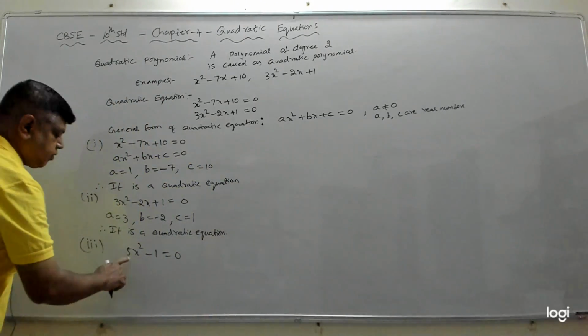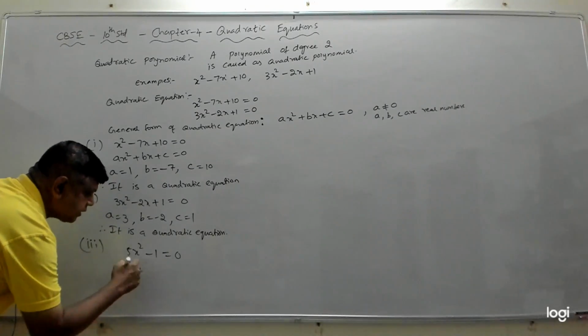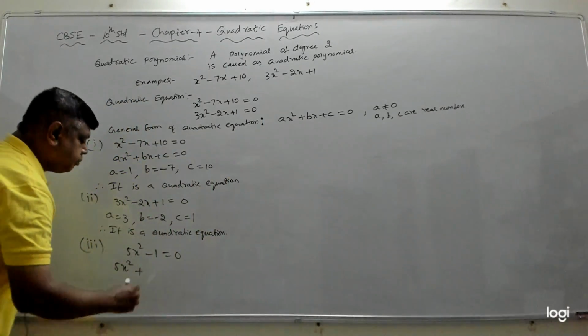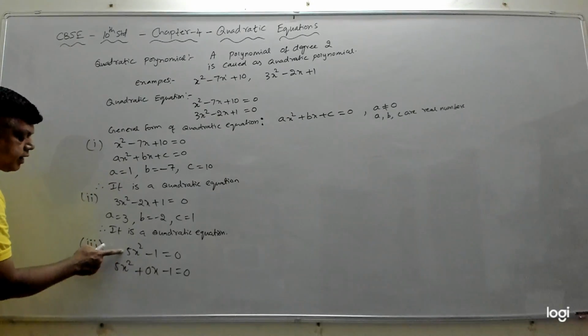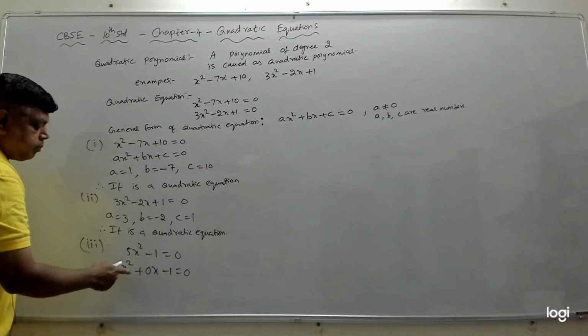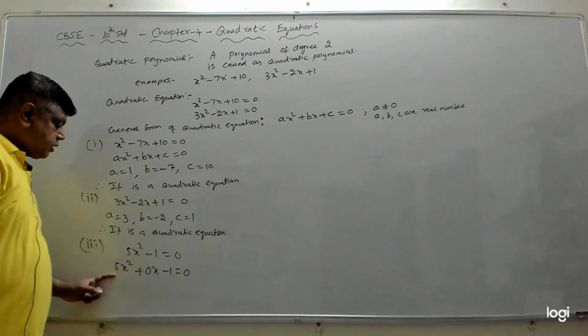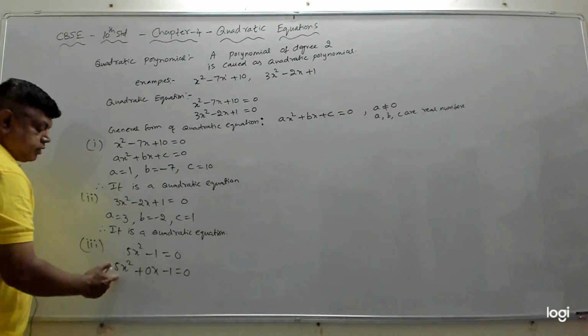So this 5x square minus 1, I can write as 5x square plus, the x term is not there. After x square I should get x. X is not there, so I can put 0x. Then minus 1 equal to 0. So I have rewritten this equation as 5x square plus 0x minus 1 equal to 0. Now does this look like the general form of a quadratic equation? Yes, it does.